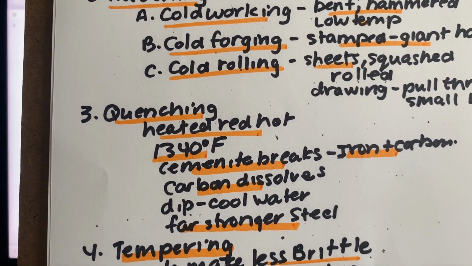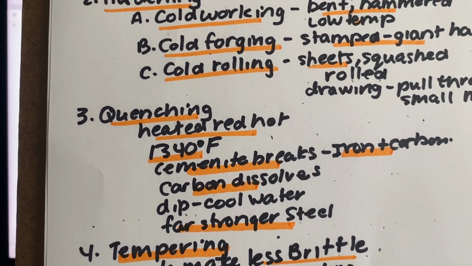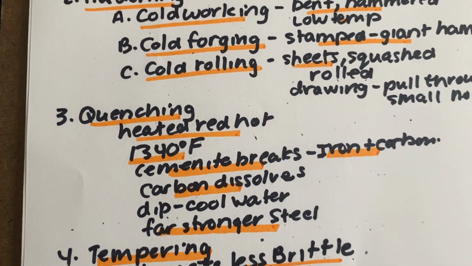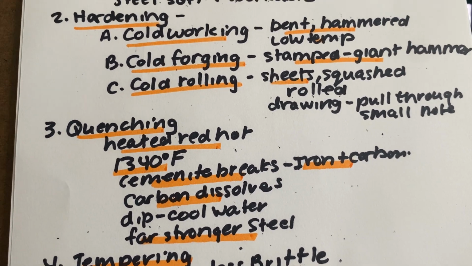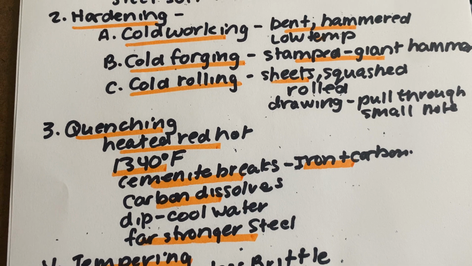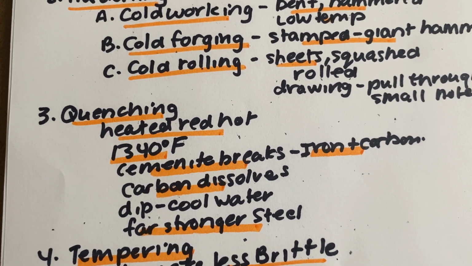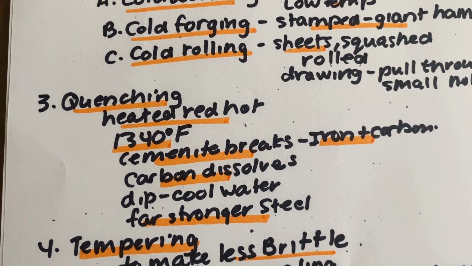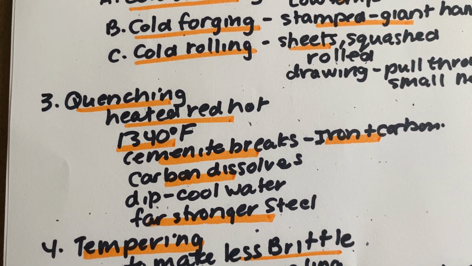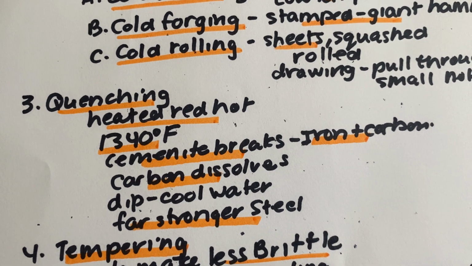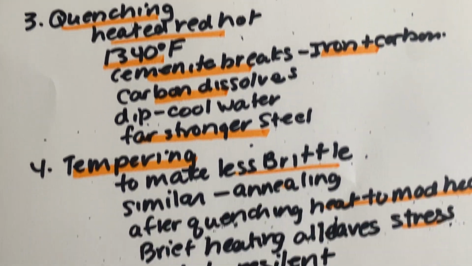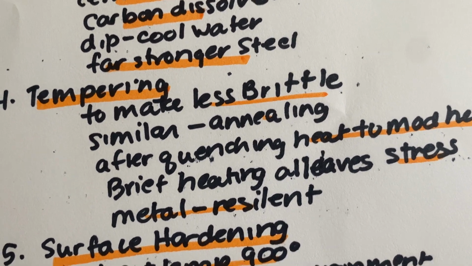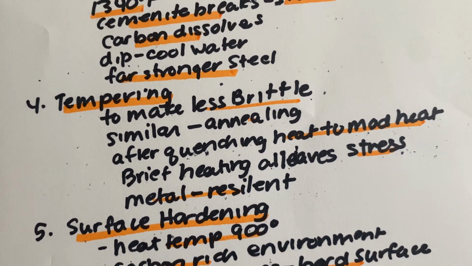The next would be quenching. Quenching is where the steel is heated to red hot, a high temperature, 1,340 degrees. Then the carbon dissolves in it, and they dip it in cool water and make it into a stronger type of steel. This is quenching. And then tempering is to make it less brittle, as iron is pretty brittle. It's similar to annealing.